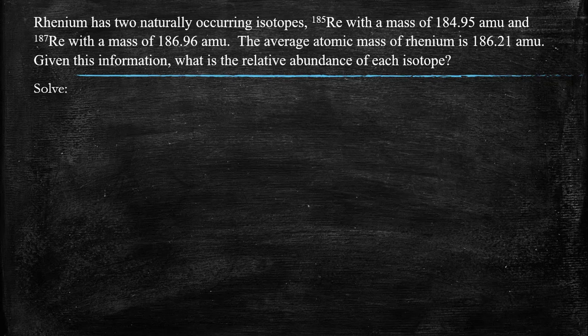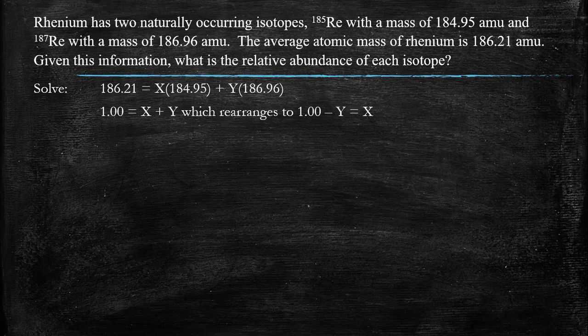So now we want to solve. So let's pull up the two equations. We can rewrite the second equation as 1 minus y equals x. So now we can substitute 1 minus y for any x that we have in the first equation. And so now we get this equation.